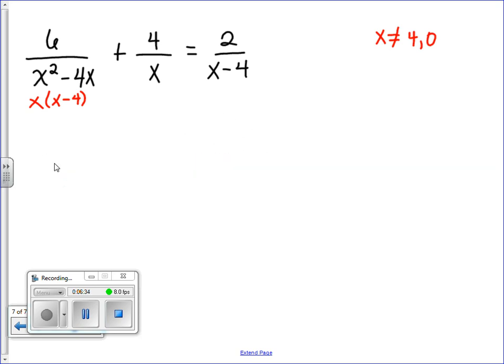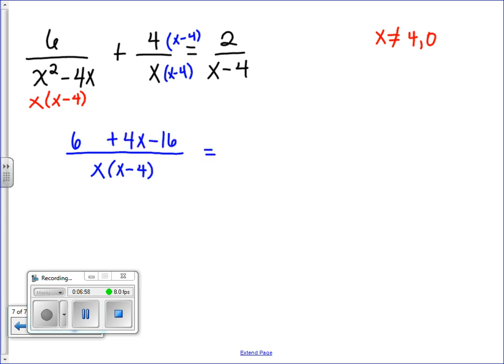Alright. This one has an x and an x minus 4. This one just has an x. What does it mean? An x minus 4. So that's going to get to stay exactly the same. This one becomes 4x minus 16. So that's going to be what? 4x minus 10.